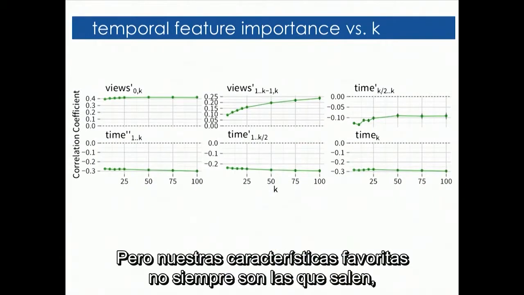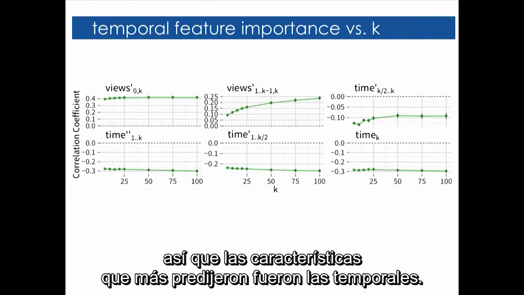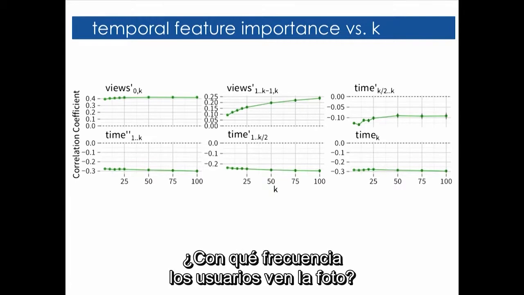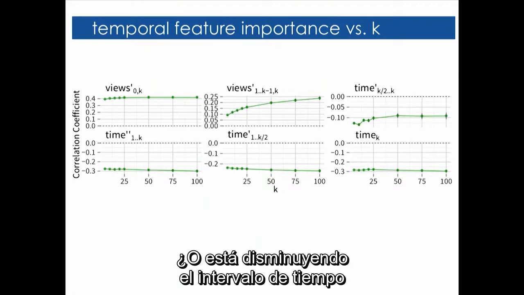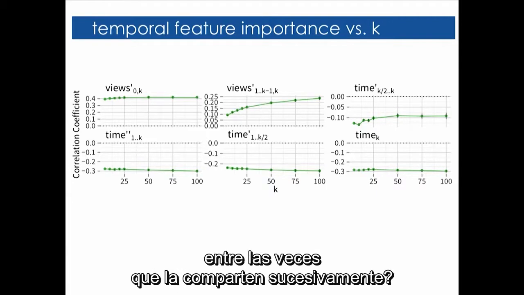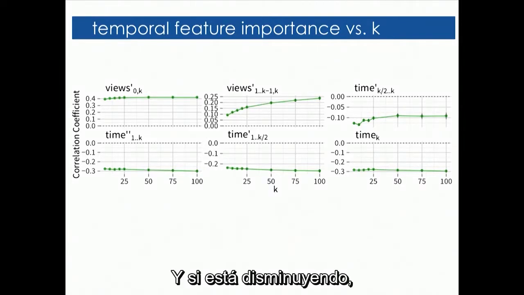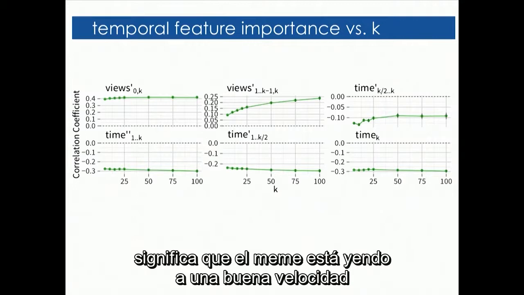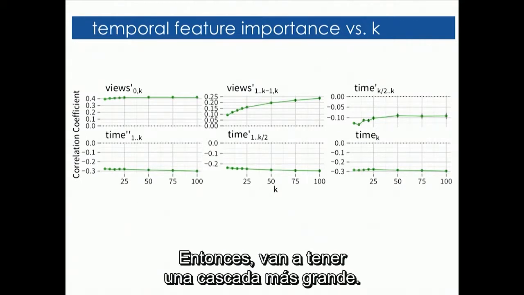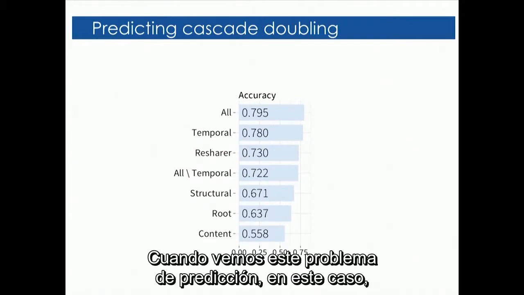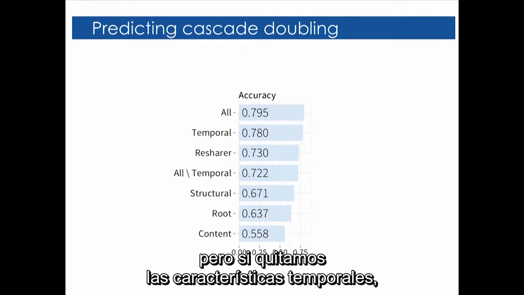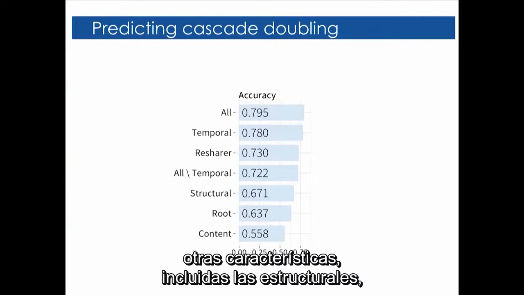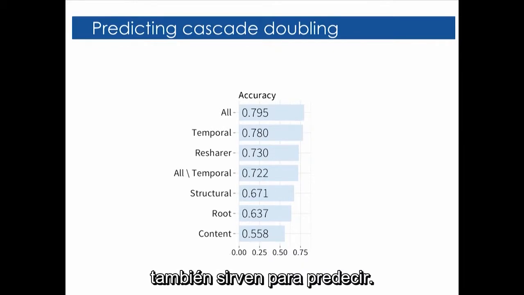But your favorite features aren't always the ones that win out. So it was the temporal features that were most predictive. So what is the rate at which the image is being viewed? Or is the time interval between subsequent shares decreasing? And if it's decreasing, that means that the meme is going at a nice clip or even accelerating, and so you're going to get a larger cascade. So when we look at this prediction problem, in this case, the temporal features won out, but if we take away the temporal features, other features, including the structural features, do well in predicting.